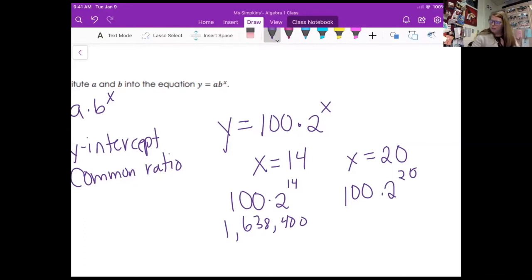Okay, so you should have gotten, let me double check, times 100, 104 million 857,600 bacteria after 20 hours. That's a lot. I mean, bacteria are small, but that's a lot though.